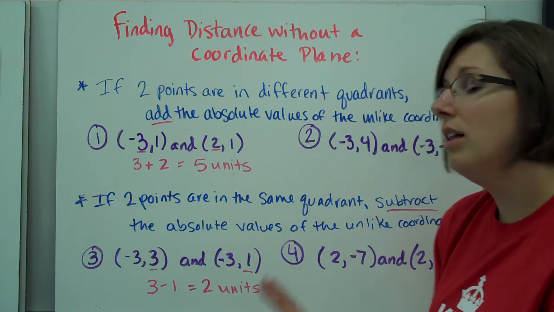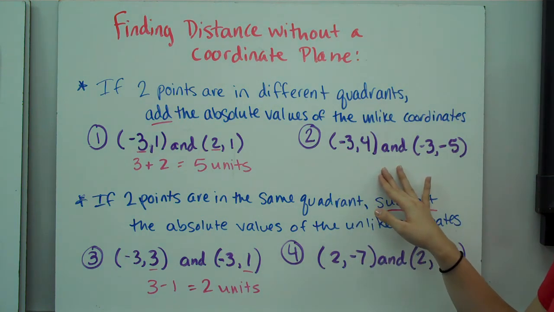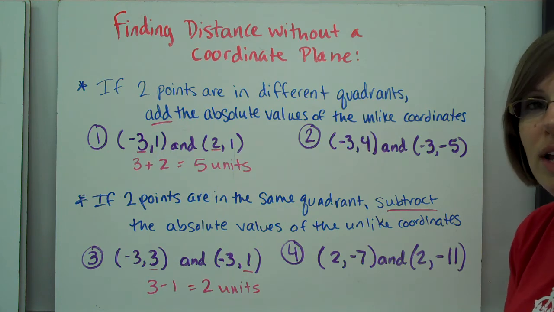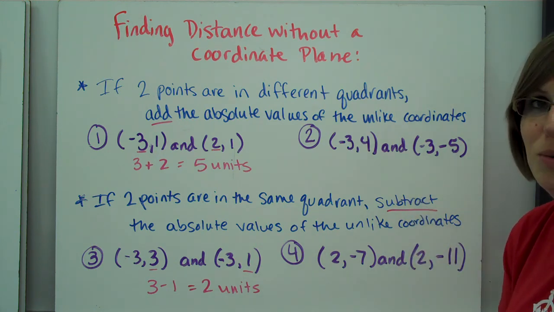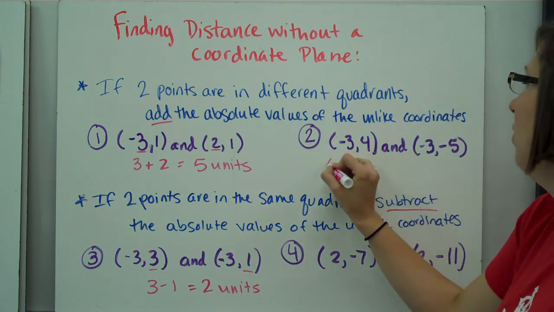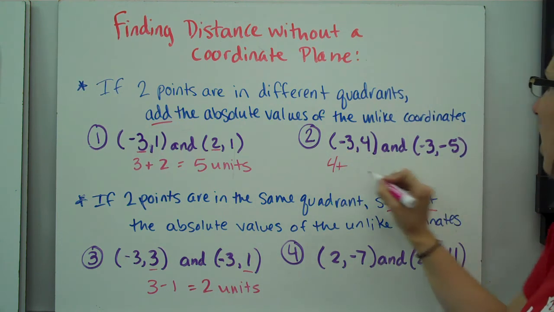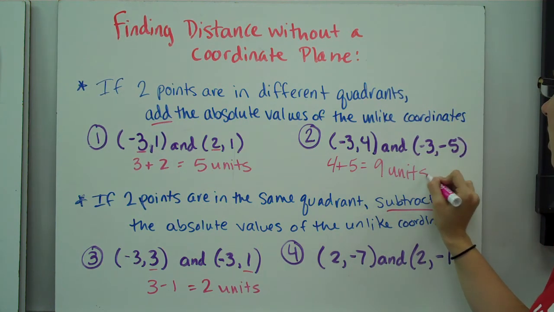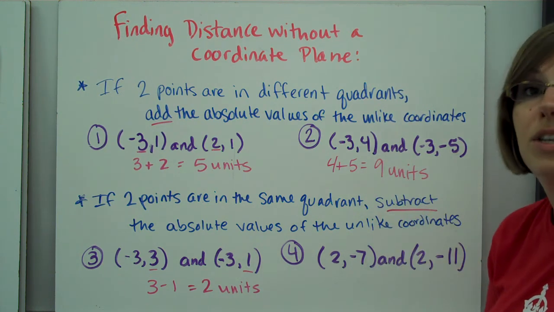Why don't you take that knowledge and apply it here to item number 2. Push pause, and then when you're ready, push play, and the answer will be revealed. So 4 plus 5 is 9, so 9 units. These 2 points are 9 units apart.